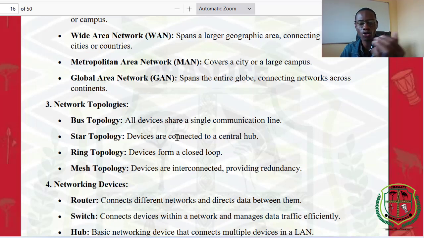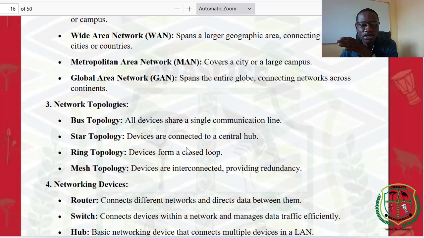There is a single communication line. So there's one cable that connects different computers. This computer comes here, there's one line, then the other computer comes there, the other computer comes there. It's a line. You can Google this and check how the picture looks.